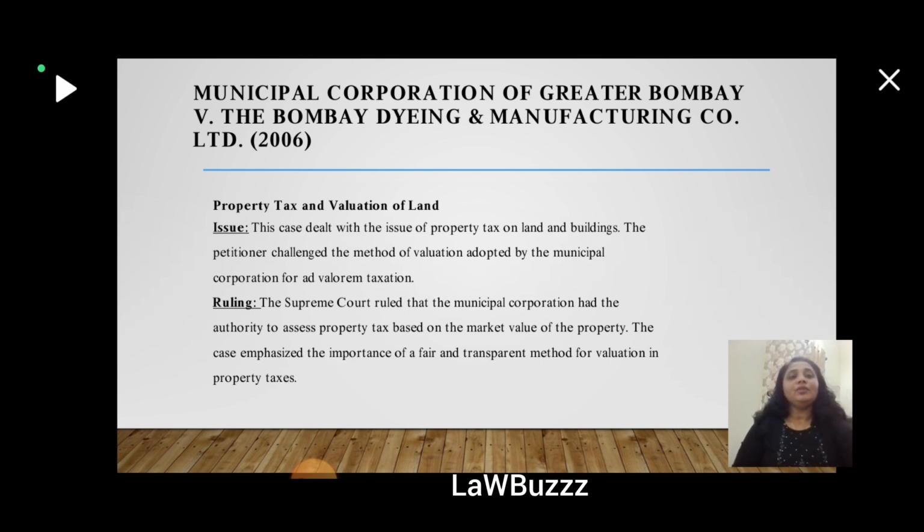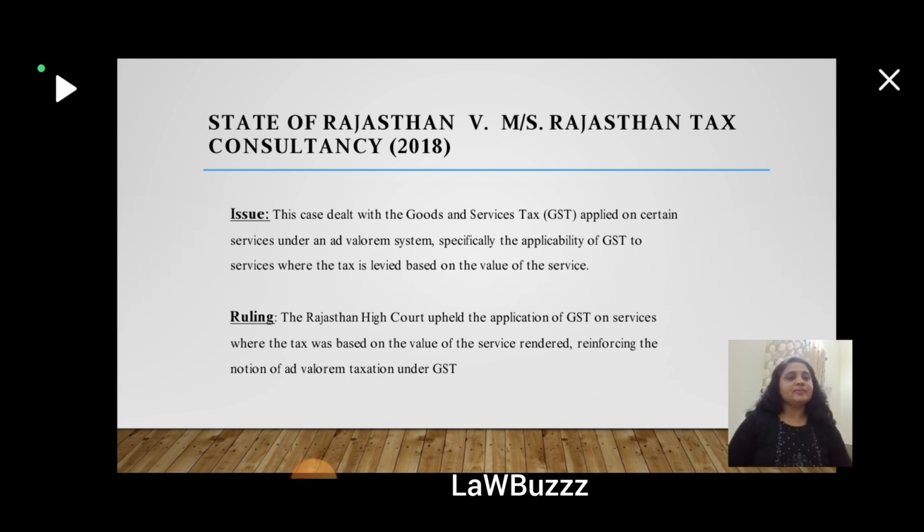In another case, State of Rajasthan versus Mesos Rajasthan Tax Consultancy, a 2018 case, what was the issue? This case dealt with the goods and service tax, that is GST, applied on certain services under the ad valorem system, especially the applicability of GST to services where the tax is levied based on the value of services. Here the tax is based on the services. This was the issue. So what was the ruling?